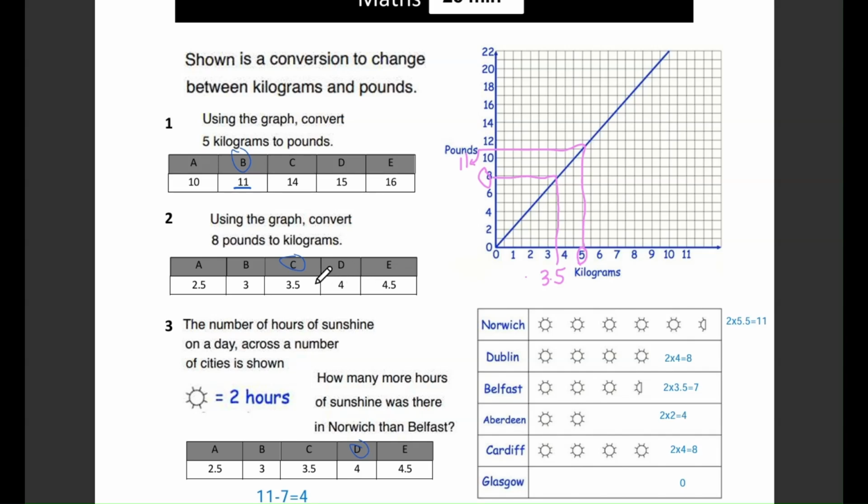This time, we trace a line across from 8 pounds on the graph. If you follow that line across, you'll notice that it lines up with about 3.5 kilograms. This makes the correct answer C, 3.5 kilograms.